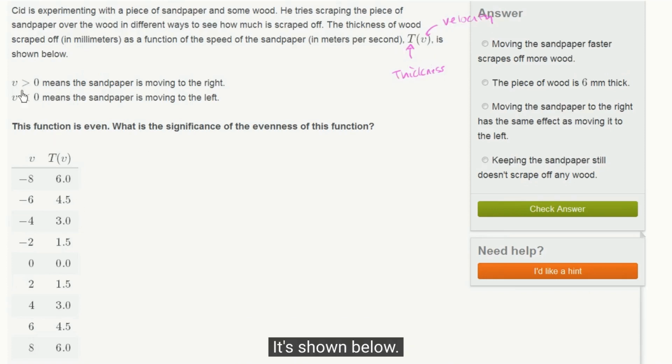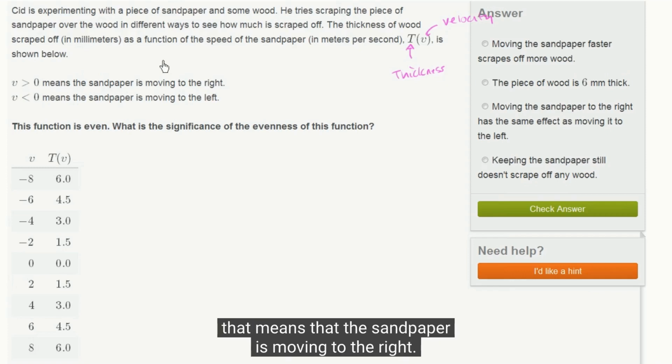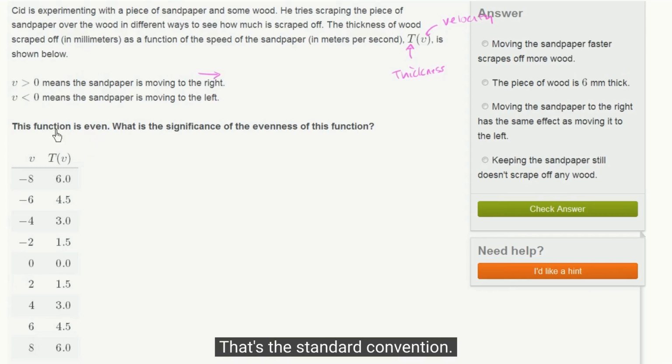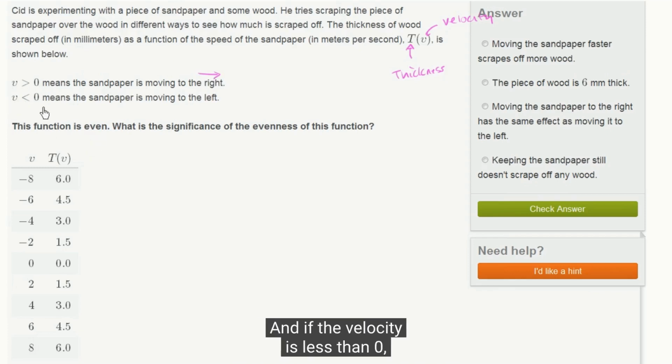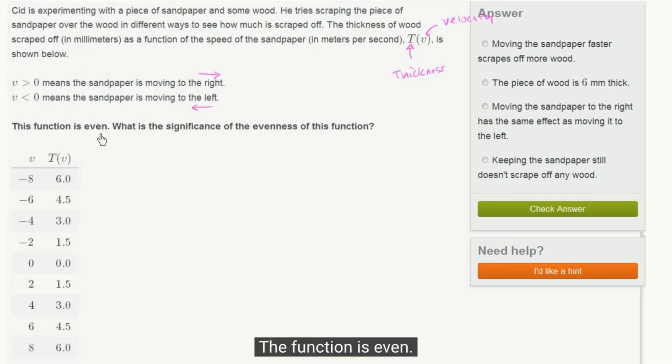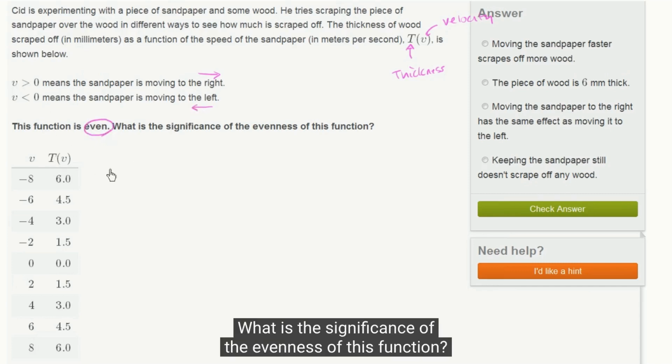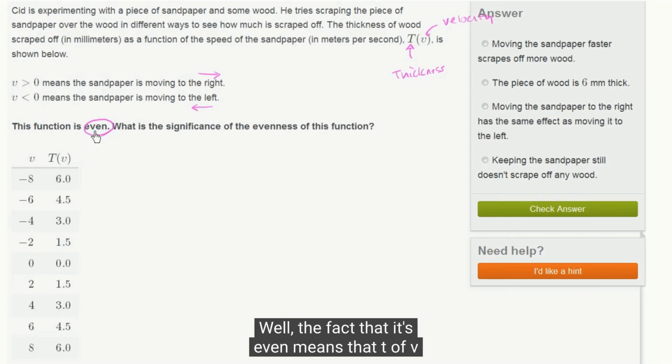It's shown below. And so if the velocity is greater than 0, that means that the sandpaper is moving to the right. That makes sense. That's a standard convention. And if the velocity is less than 0, it means the sandpaper is moving to the left. Fair enough. The function is even. What is the significance of the evenness of this function? Well, the fact that it's even means that T of V is equal to T of negative V.